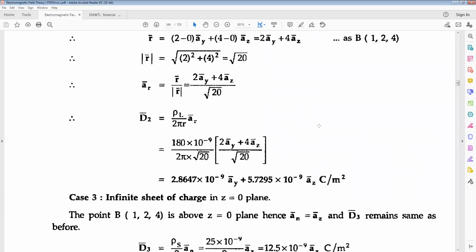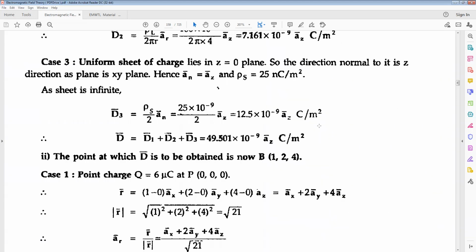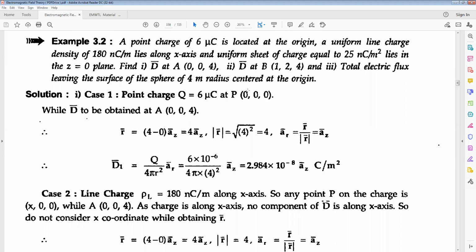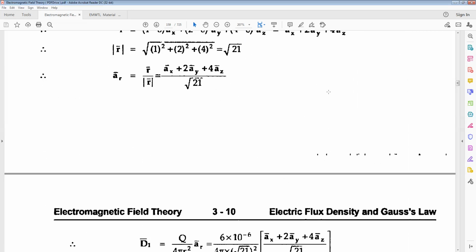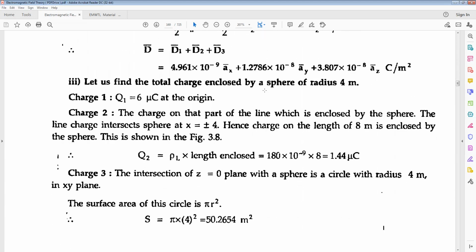Okay, that is for P, the charge is located at 6 microcoulombs at the origin. At A (0,0,4) we find the D bar, and at B (1,2,4) we can find the D bar also. And the third one, they're asking for the total electric flux leaving the surface of the sphere of 4 meters radius centered at the origin. Okay, that is the third one in this.